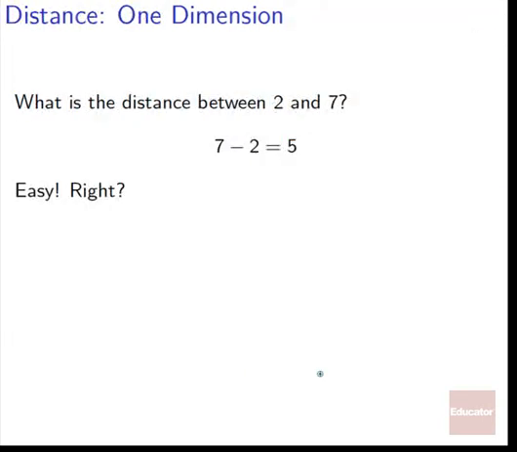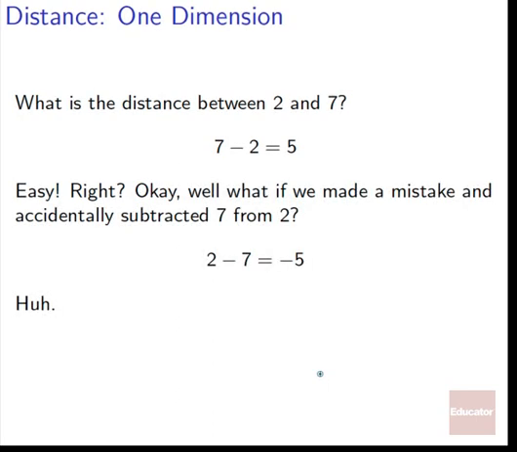Awesome. Next idea, distance. What if we want to find the distance between 2 and 7? Easy. 7 minus 2 equals 5. Done, right? Well, we could make a mistake though, right? We're not perfect. What if we accidentally put it in the wrong order? We put in 2 minus 7 equals negative 5. Huh.